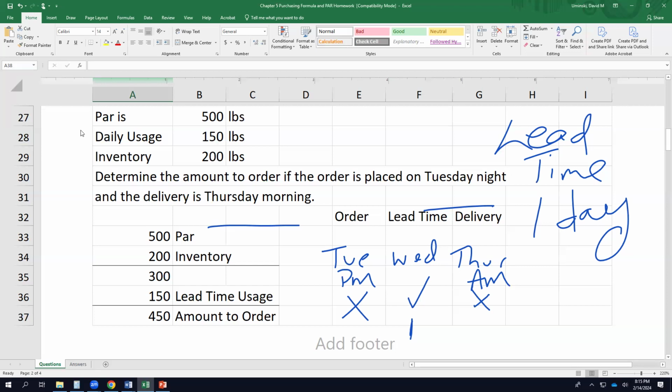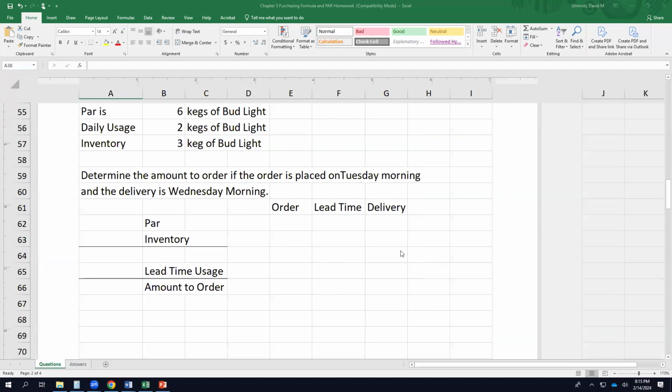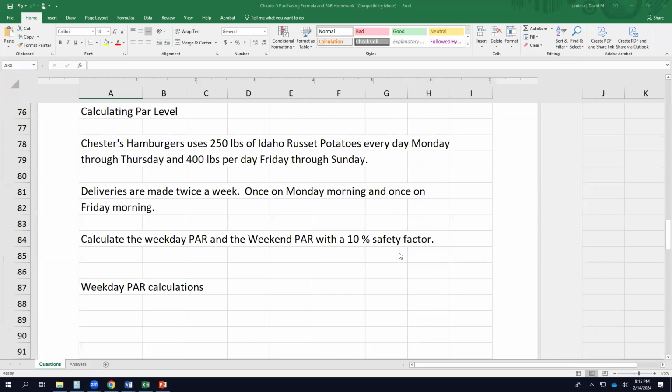All right, so now let's take a look real quick at this last scenario. You might want to write this down. Just giving you a heads up, okay? Chester's Hamburgers uses 250 pounds of potatoes every Monday through Thursday and 400 pounds every Friday through Sunday, okay? So if I go ahead and do this: Monday, Tuesday, Wednesday, Thursday, Friday, Saturday, Sunday.